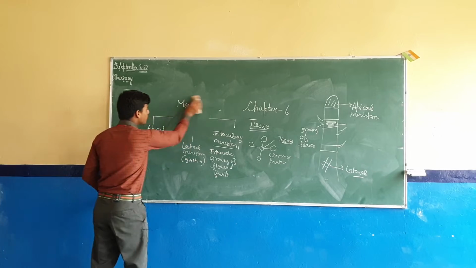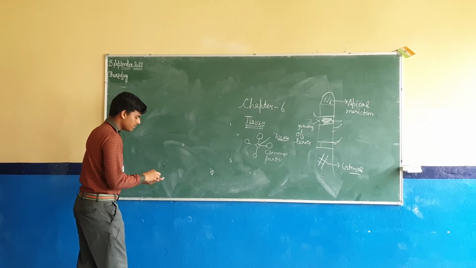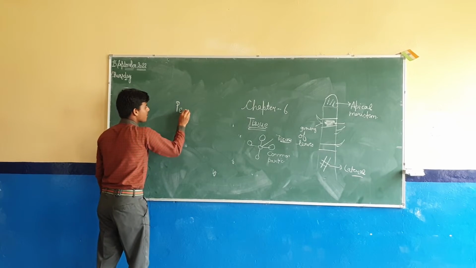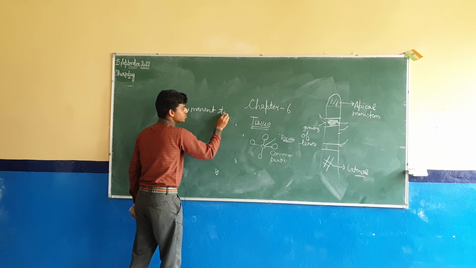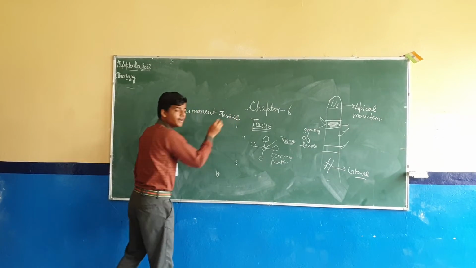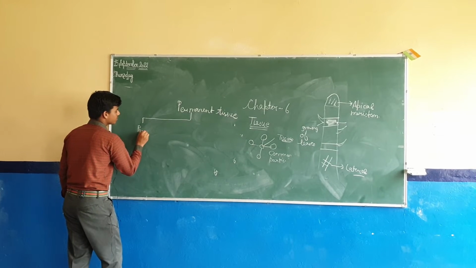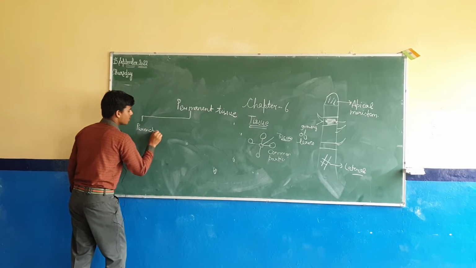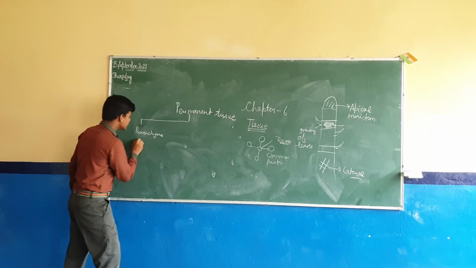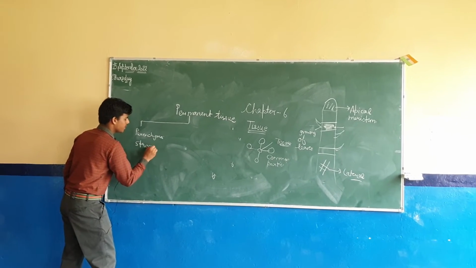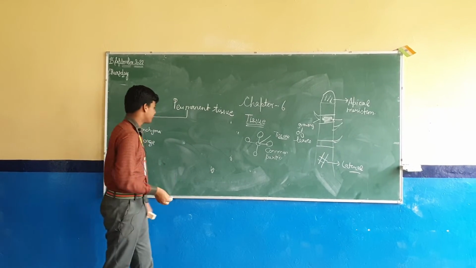Now we will discuss permanent tissue. Permanent tissue is divided into four types. First one is parenchyma tissue. It is responsible for storage. It stores various biochemicals and proteins like amino acids.